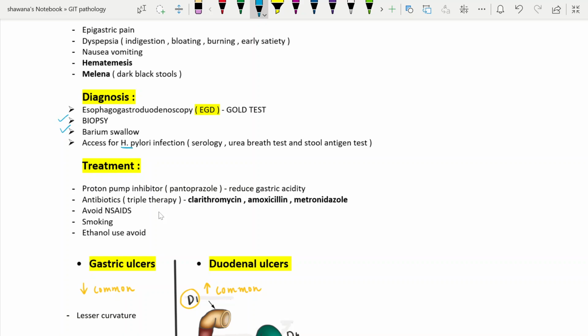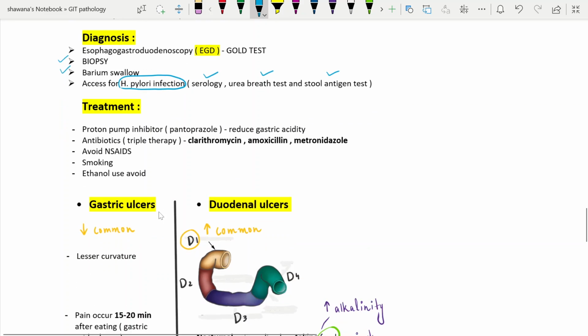And for the assessment of H. pylori infection, we need to do some special tests like serology, urea breath test, and stool antigen test. These are some tests for the assessment of H. pylori infection, as H. pylori is also a cause of peptic ulcer disease, not only of chronic gastritis.